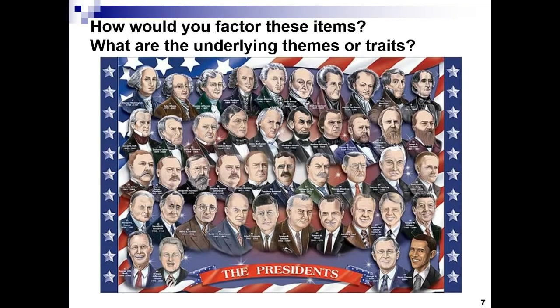Now, how would you factor these items? What are their underlying traits? How do they move together? Or how are they correlated? Perhaps two large groupings could be based on political party affiliation. But to what extent does that particular trait influence them?